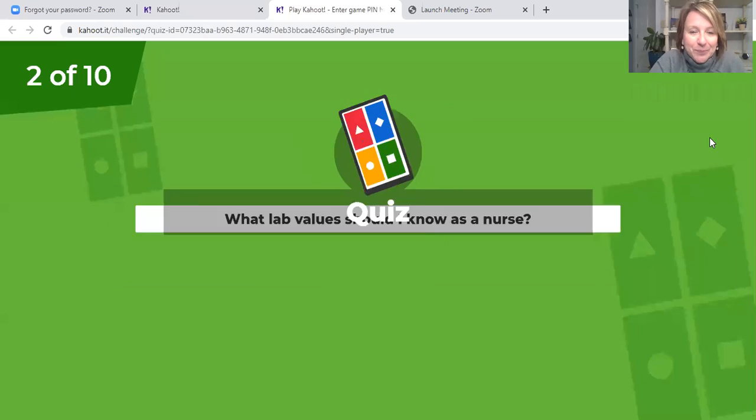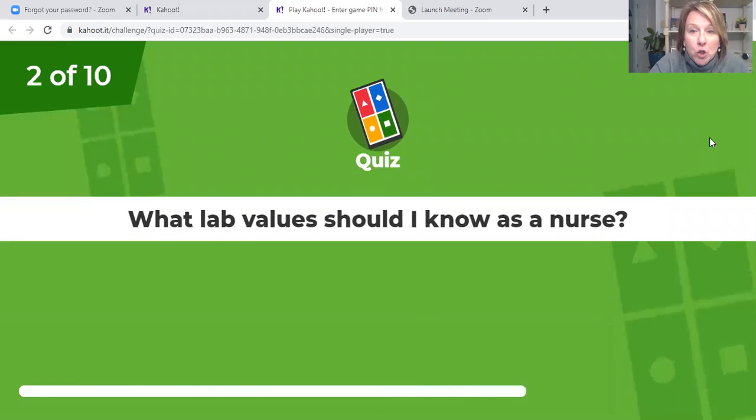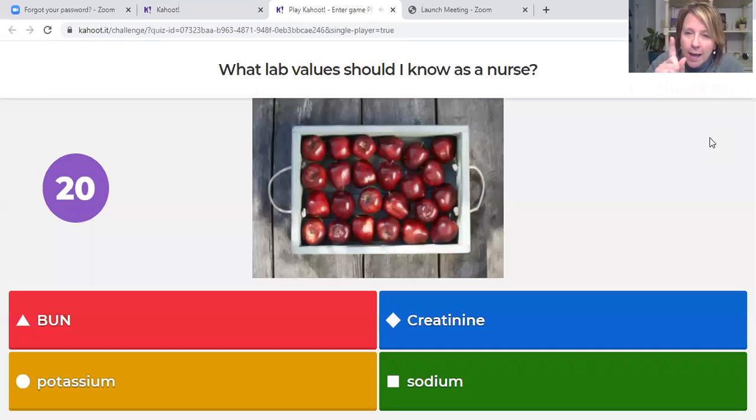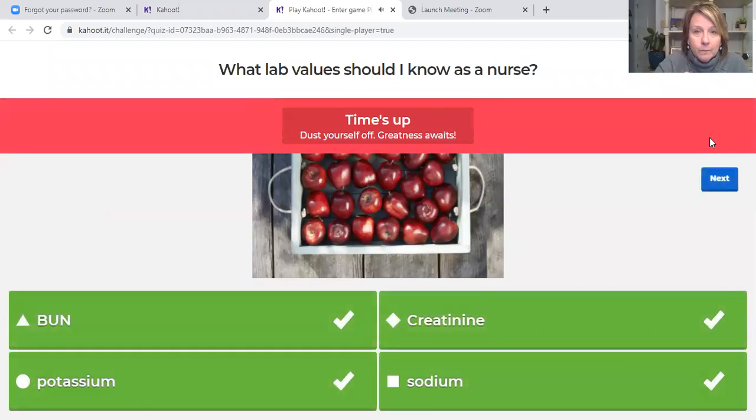And next. What lab values should I know as a nurse? The reason why I ask this is because you need to know your BUN levels, your normal parameters, creatinine, normal parameters, potassium, of course, sodium, of course. You also need to know your mag, your phos, your chloride, calcium, and you need to know your normal values, okay? I just want you to understand that.